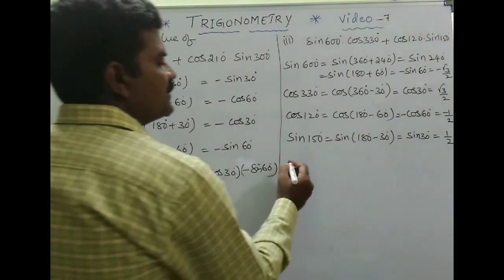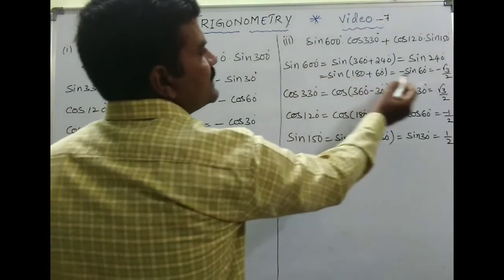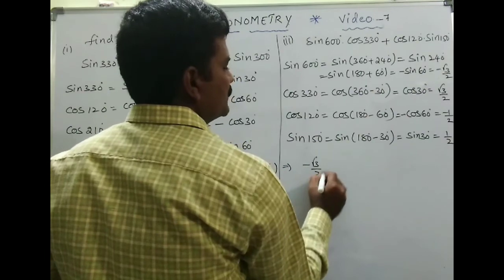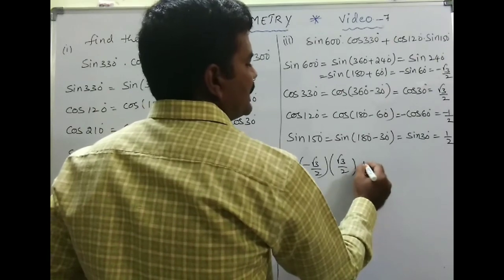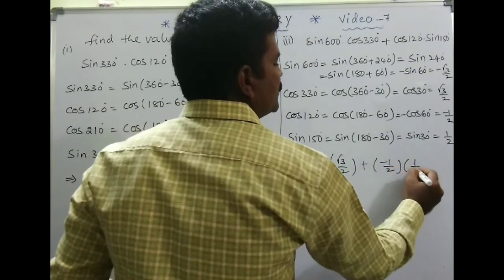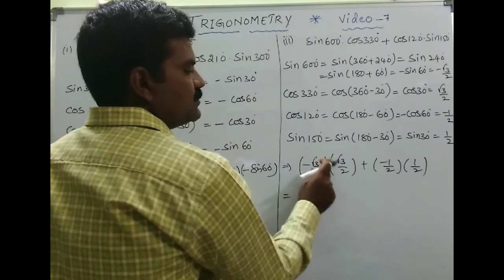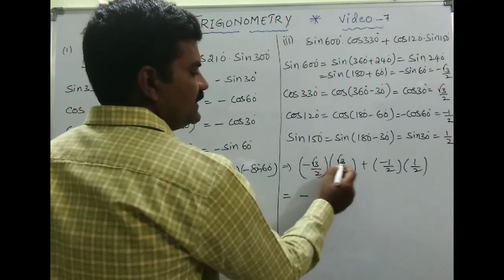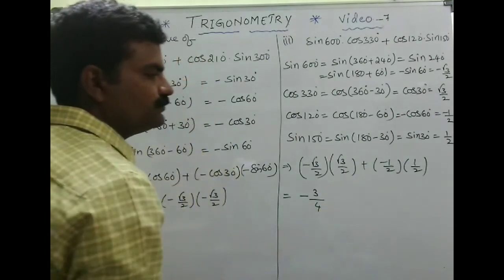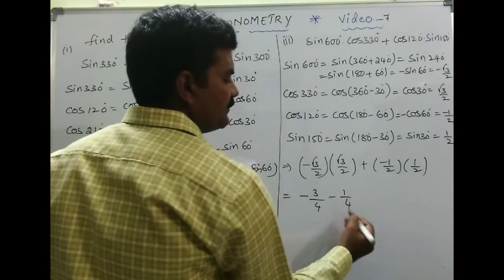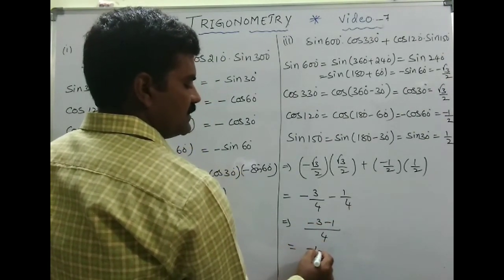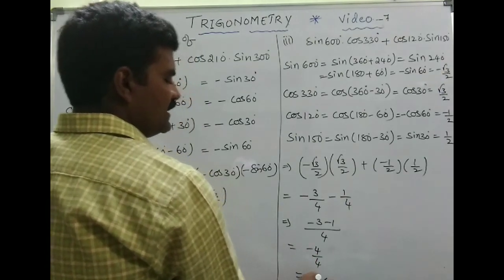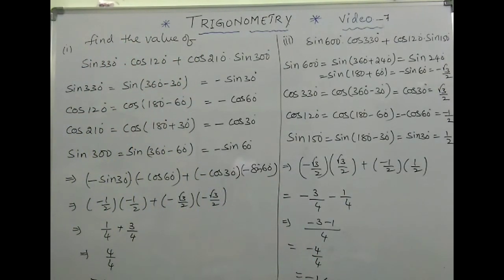Now let us substitute in the question. Sin 600 is minus root 3 by 2, into cos 330 which equals root 3 by 2, plus minus 1 by 2 into 1 by 2. So minus into plus is minus, root 3 into root 3 is 3, by 2 into 2 is 4, and the second term is minus 1 by 4. Taking LCM as 4, this is minus 3 minus 1, that is minus 4 by 4. So the value of the given question is minus 1.